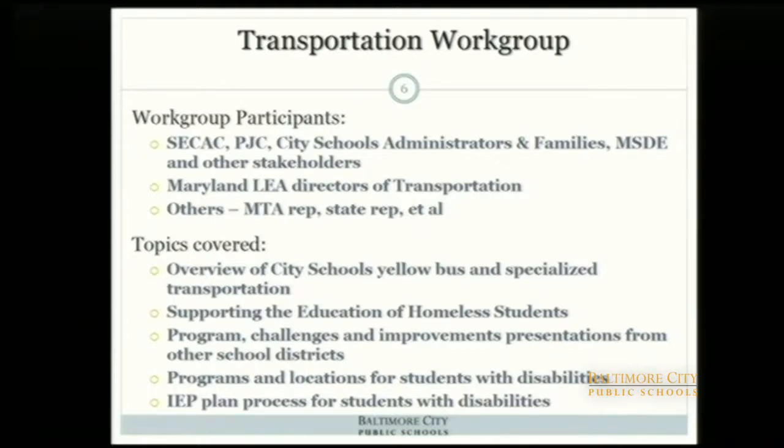And also supporting the education of homeless students. So the number of homeless students that we transport seems to rise year to year, so we leverage the folks that were in the room to get their take on how it's been affecting them and their districts. I said that we leverage the input of other districts to see how they've been dealing with the rising number of homeless eligible transportation students.